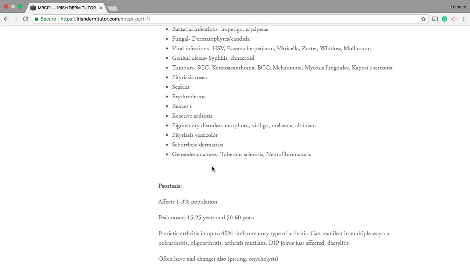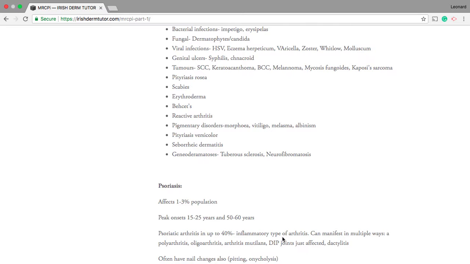And the first topic is psoriasis. Psoriasis is, of course, one of the commonest disorders we see in dermatology. It can affect 1 to 3% of the population, and it has a kind of bimodal peak of onset. One peak is at 15 to 25 years, and the other is 50 to 60 years. It can be associated with psoriatic arthritis in up to 40% of patients, and this is an inflammatory type of arthritis.